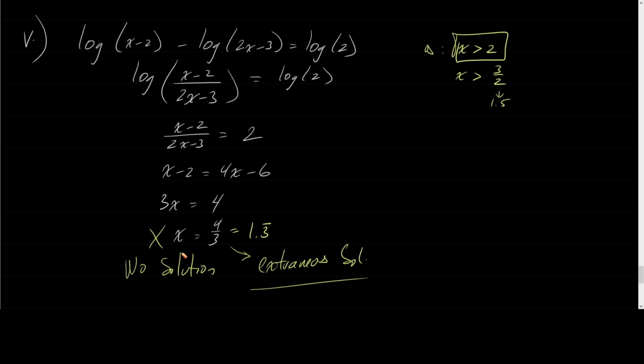All right, so it's important to check for these. And you can very clearly see why you wouldn't be able to plug this in, right? If I plug in 4/3 here, 4/3 minus 2, that's a negative value. 2 times 4/3 is 8/3. 8/3 minus 3, that's also a negative value. So from the very beginning, that 4/3 is not even allowed, all right? Because you get negative values inside the logs here. All right, so that's B.